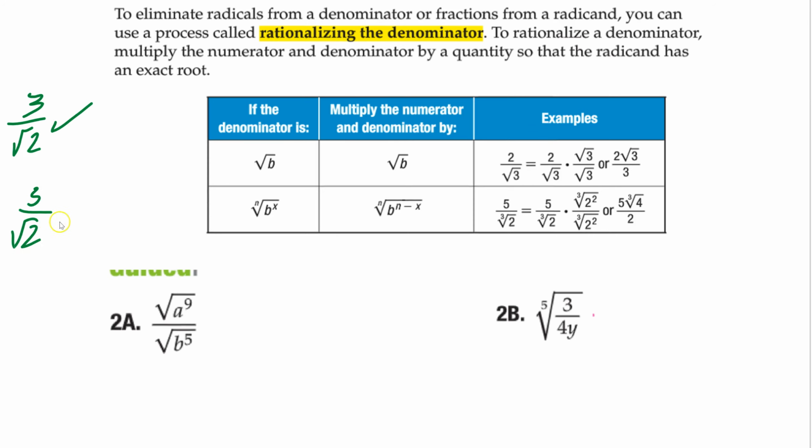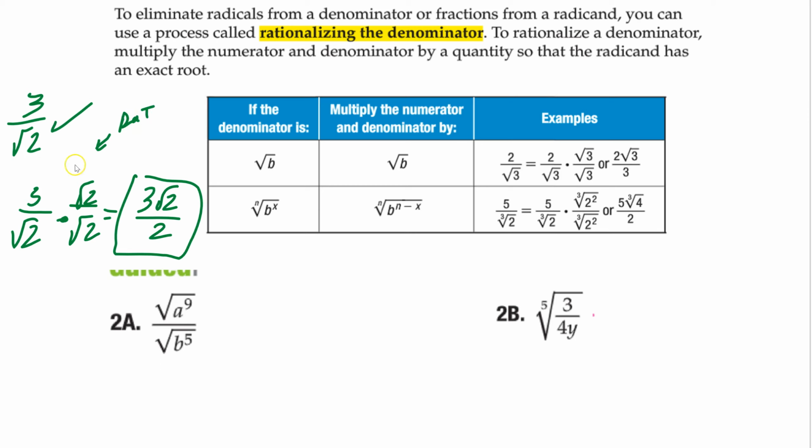remember the way we rationalize is you multiply by the denominator. So this is the rad 2. Multiply both on top by the denominator, you get 3 rad 2 on top. Rad 2 times rad 2 is rad 4, also known as 2. So that's how you rationalize. Multiply both the top and bottom by the denominator. There's one issue though.